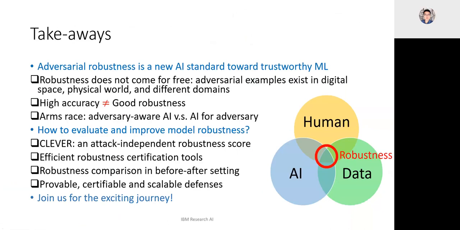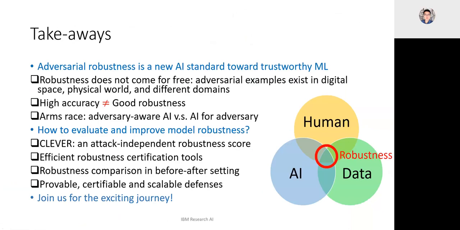I also want to highlight that this is a very interesting area because there's always a race between attackers and defenders. Attackers can use AI to generate more advanced attacks, and defenders can also use AI to generate more advanced robust models. We are very curious about what the equivalent of these arms race games will be.